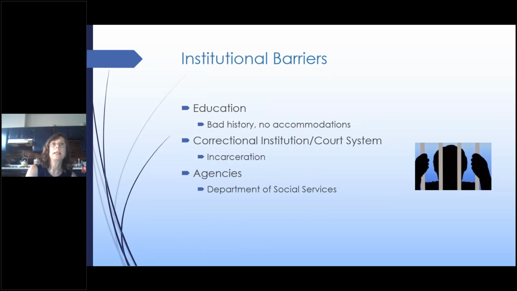So another one is institutional barriers. Unfortunately, a significant number of our students have had unpleasant experiences during their K through 12 years. It can be particularly frustrating for students who needed and who would have benefited from accommodations that they didn't receive. Some students have been in or are in the correctional system, whether it's through incarceration or they are on parole or probation. And some agencies can be difficult to navigate, creating another barrier.